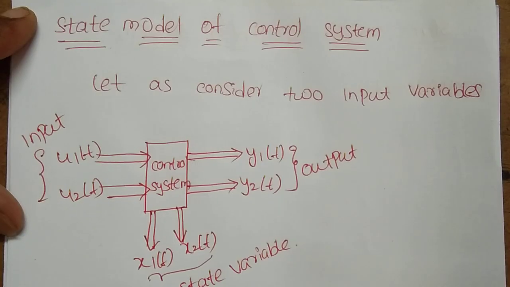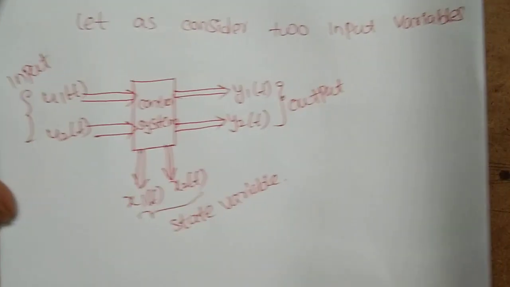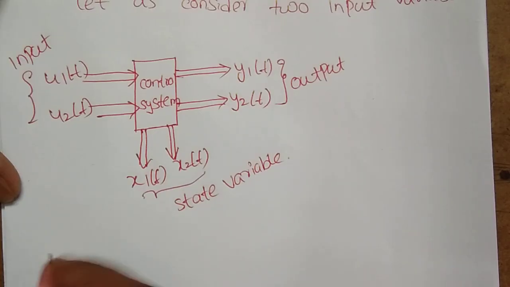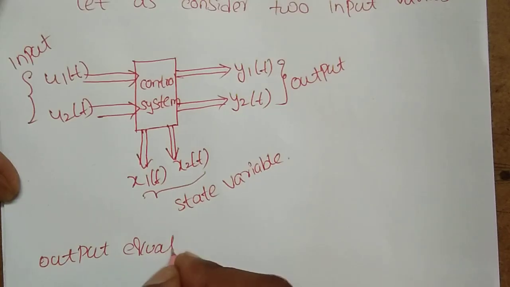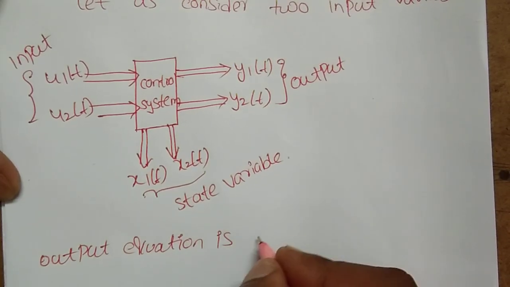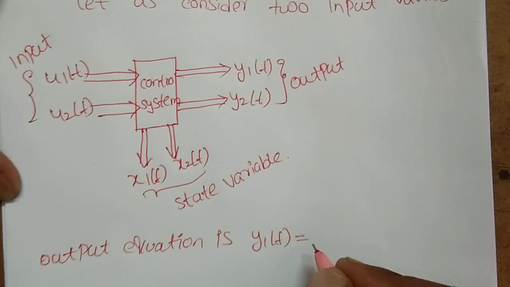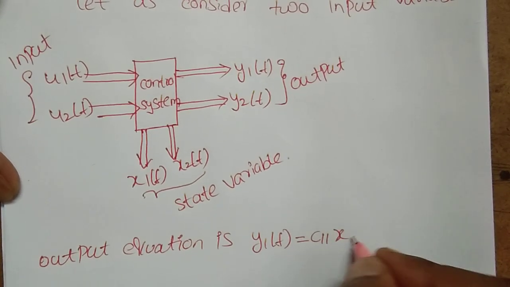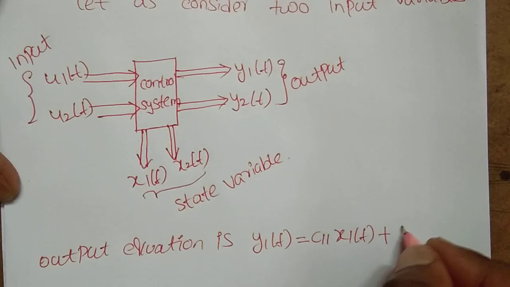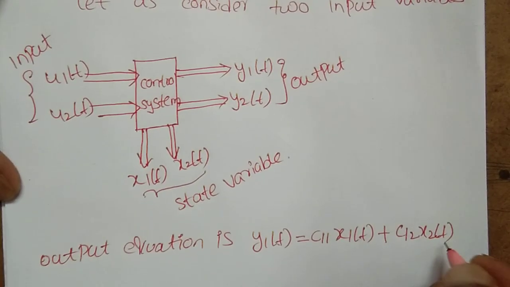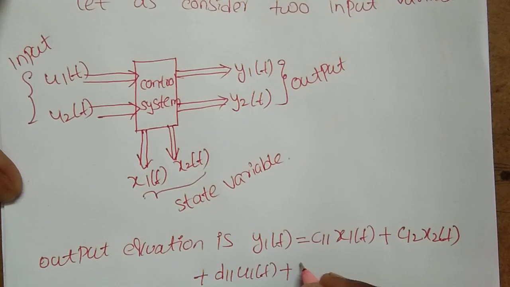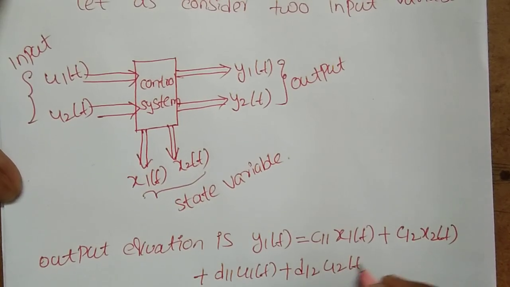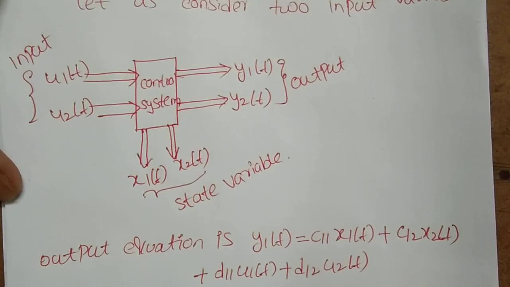How to write the output equation? The output equation of the two variable control system: y1 of t is equal to c11 x1 of t plus c12 x2 of t plus d11 u1 of t plus d12 u2 of t. This is the output equation y1 of t.